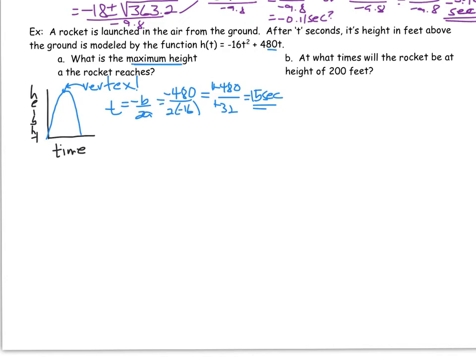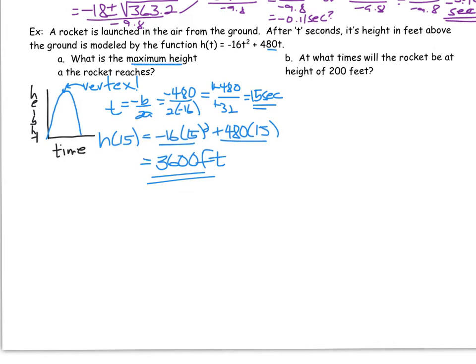To figure out what the maximum height is, we plug that back in. So h of 15 equals negative 16 times 15 squared, because that's t squared, plus 480 times 15. Plug all that in, and you should get a maximum height of exactly 3,600 feet. Then it says, at what times, notice plural, oh boy, will the rocket be at a height of 200 feet?